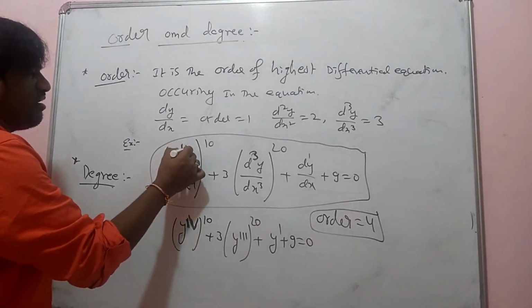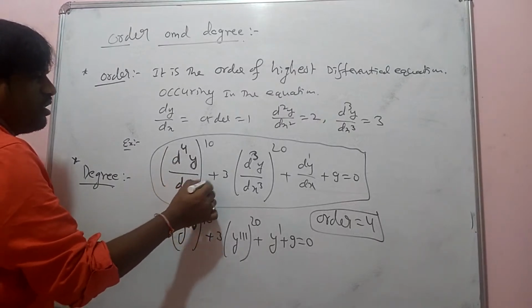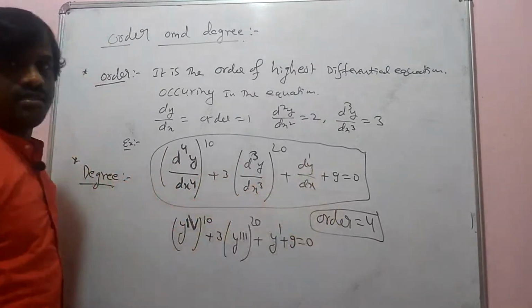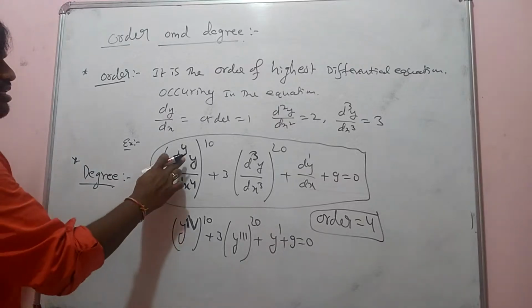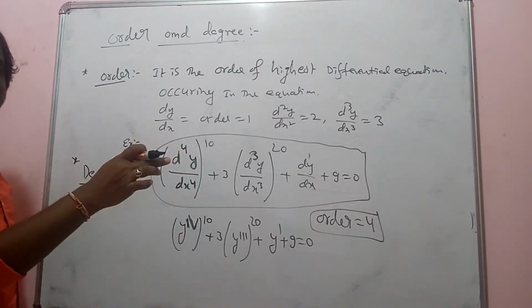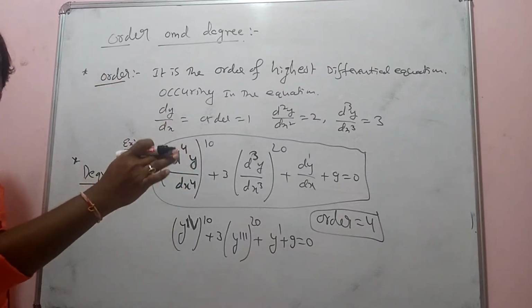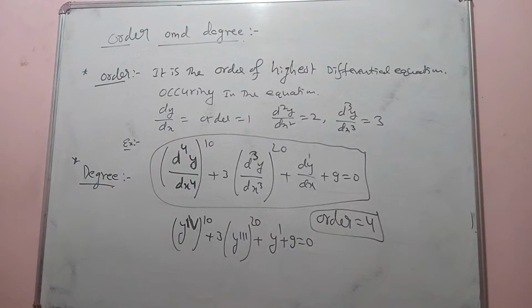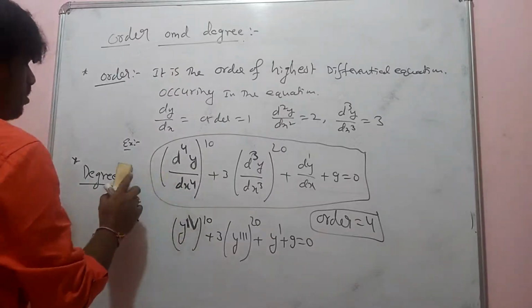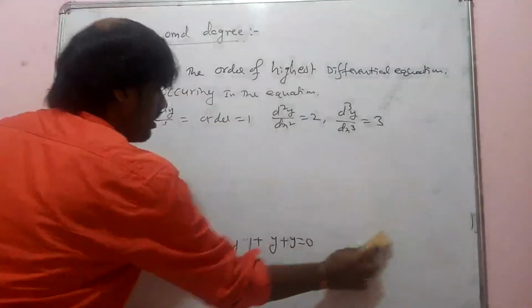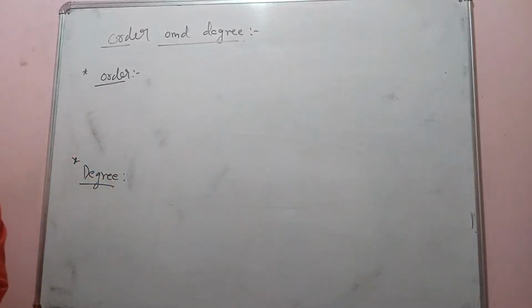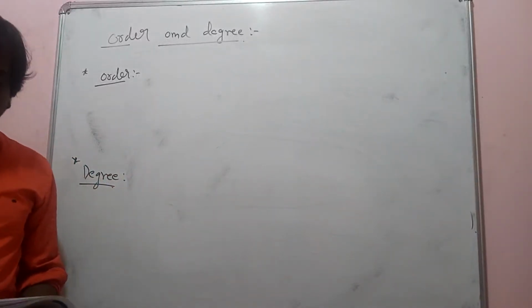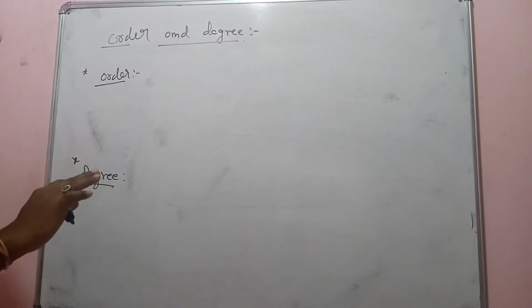You have d power 4 y by dx power 4, d cube y by dx cube, like this. So what is the order here? Yes, Suhana said yes. Understood now? Order is how many times you have differentiated. I have done it 4 times, so 4 is the order. That is what we call order. I'll explain more questions. This is a simple question I am explaining, basic level.